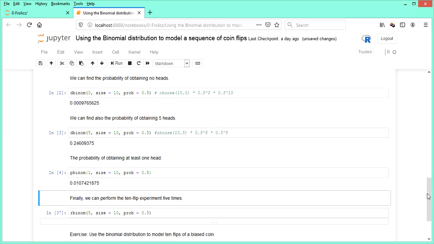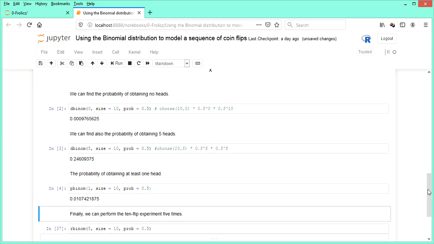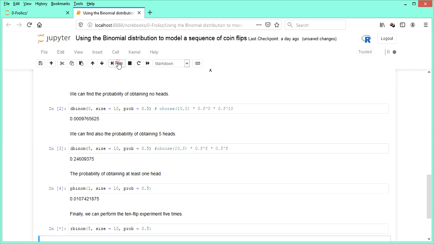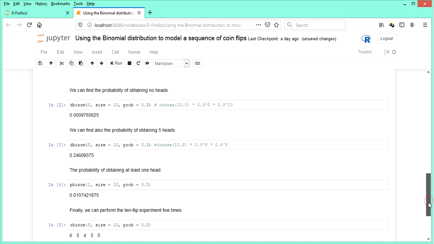And finally, we can perform the 10 flip experiment 5 times. So let's perform this experiment 5 times using the rbinom function. So we're doing it 5 times. Let's see what happens. I run that. Okay, so this is what happened.